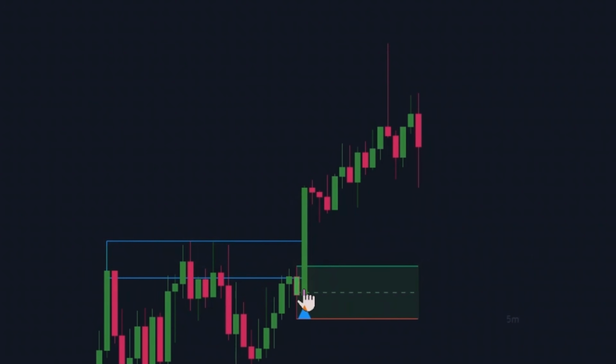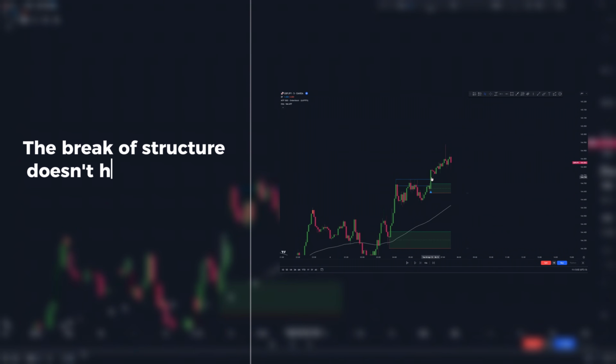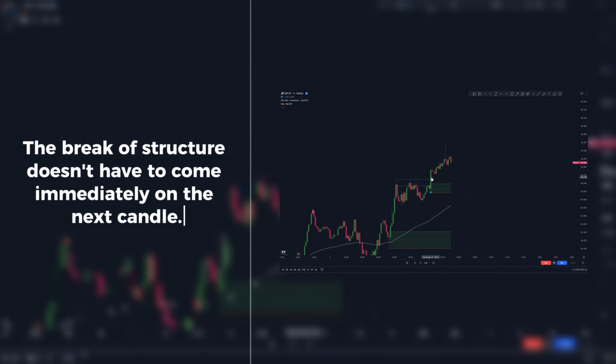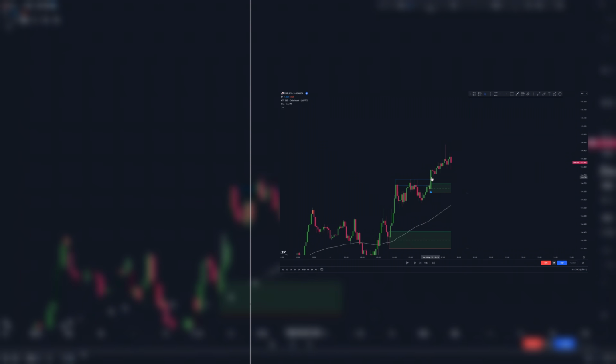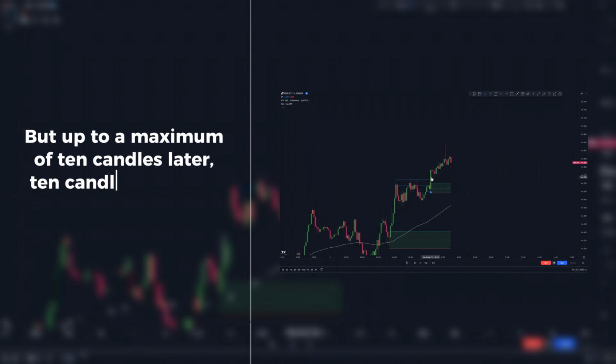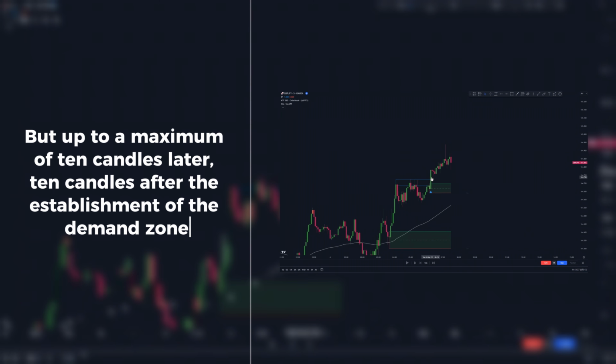This is what we're looking for, a demand zone to be established first, then followed by a break of structure. The break of structure doesn't have to come immediately on the next candle. It can be 3 candles later. It could be 4 candles later, but up to a maximum of 10 candles after the establishment of the demand zone.